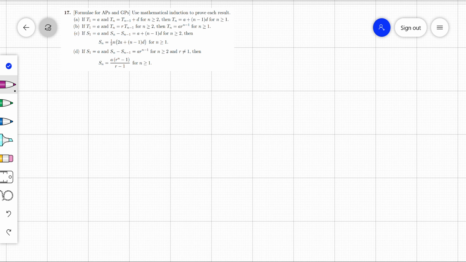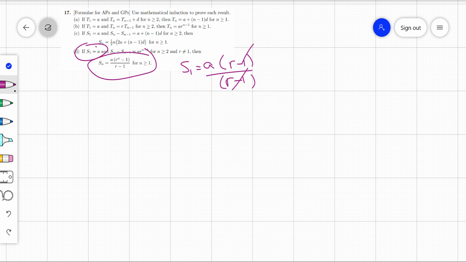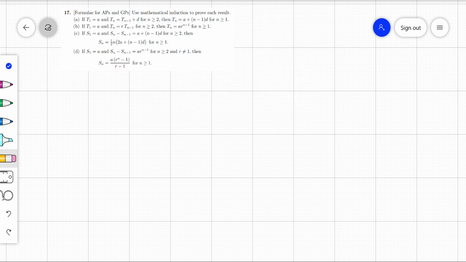All right, let's have a look at the last one. So D. If we were proving P(1) is true, if we put it in there, you can see S1 equals A(R^1 - 1) on (R - 1). These cancel and you just get A, and S(1) is A, so you know it's true for P(1).